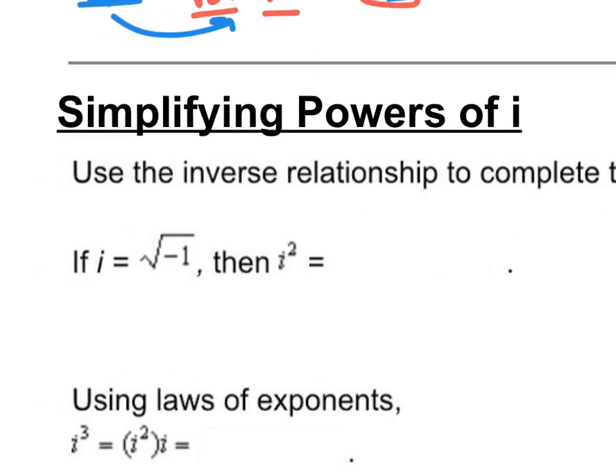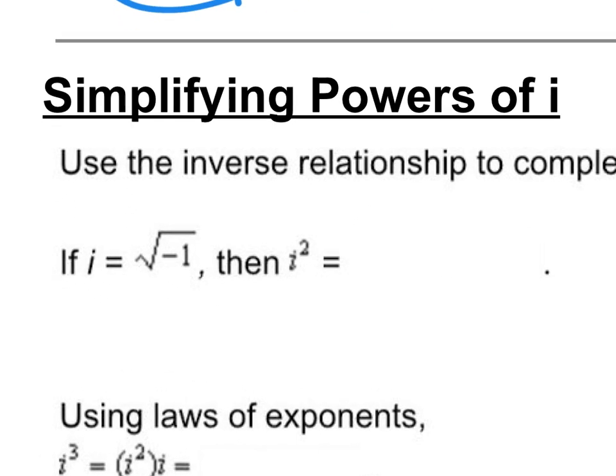So here's what we know. We want to simplify some powers of i. If i is equal to the square root of -1, then if I were to square i, that means I'm also squaring the square root of -1. When you square a square root, that gets rid of the square root, and you're simply left with the number -1. So i squared is -1.